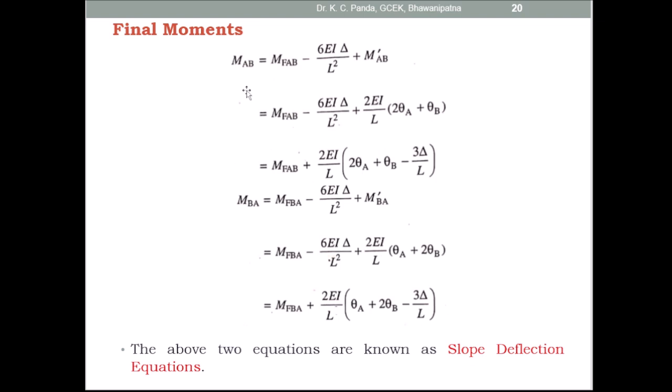Here you got MAB is equal to MFAB plus 2EI by L, 2 theta A plus theta B minus 3 delta by L, and MBA is equal to MFBA plus 2EI by L into theta A plus 2 theta B minus 3 delta by L. So these two are the slope deflection equations.